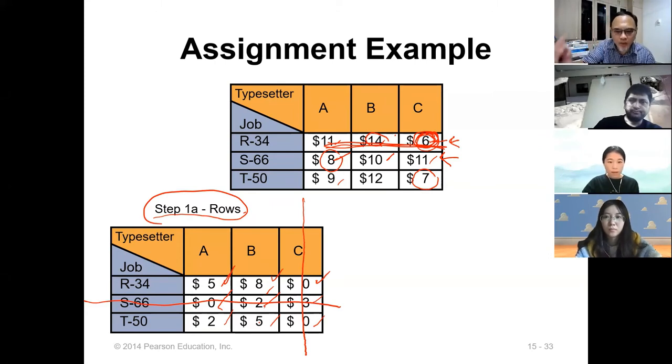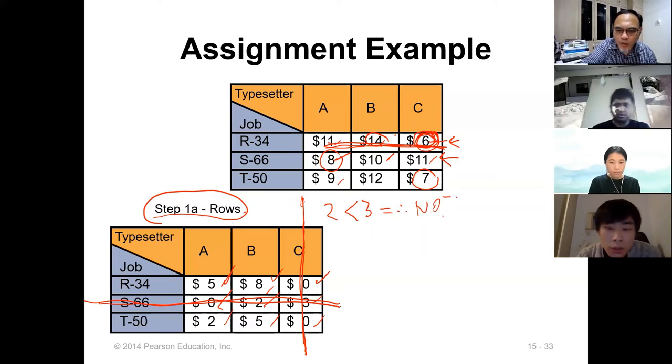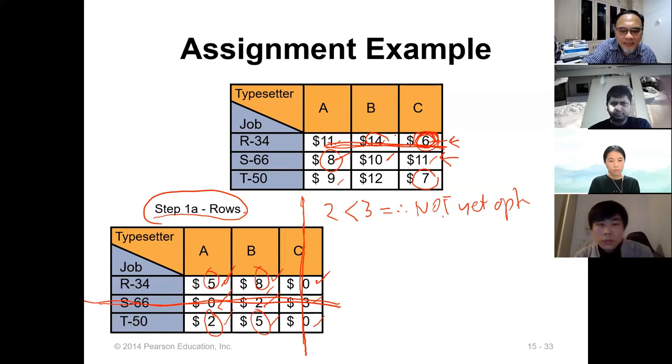Yes. But sorry, why are 3 lines needed? It needs 3 lines. We haven't finished the 3 lines. We only have 2 lines now. 2 is less than 3. Therefore, not optimum yet. So we need to go another round, which is to find the smallest number in the remaining numbers, the ones not covered by a line. From here, the smallest is 2. So from all these numbers, deduct the smallest number again.